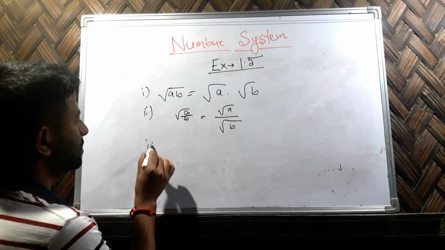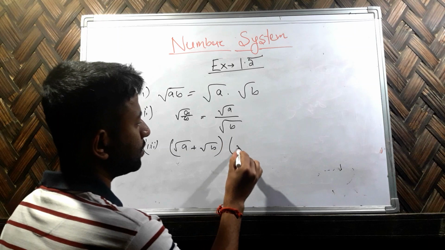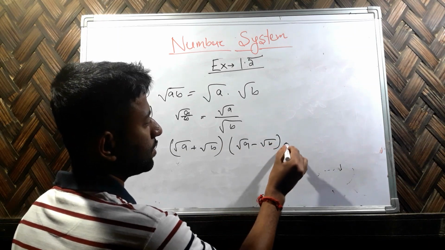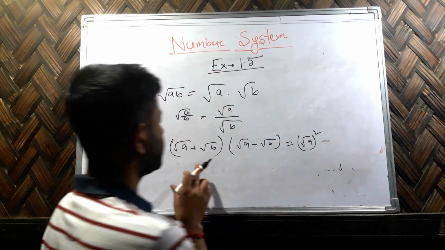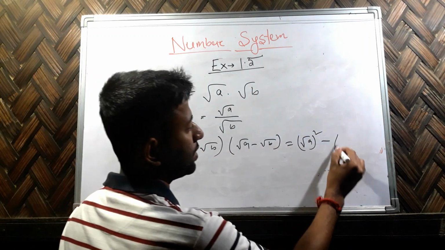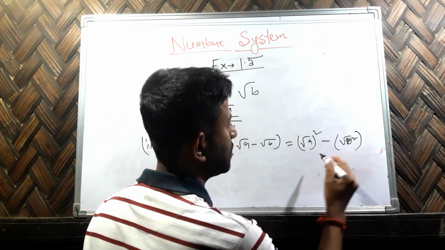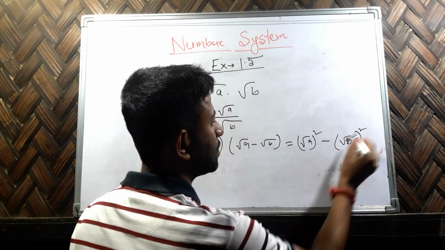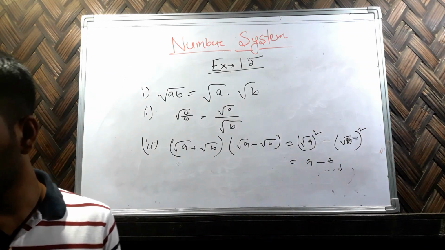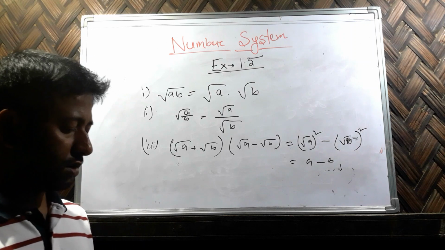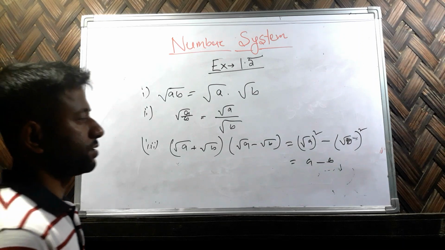And if something is written in the form root over A plus root over B and root over A minus root over B, I can give it in the form of root A squared minus root B squared, that is A plus B into A minus B, so this is A minus B. So in this way, whatever the other terms come, I will tell you when we deal with such kinds of exercises. And let's start with our exercise.